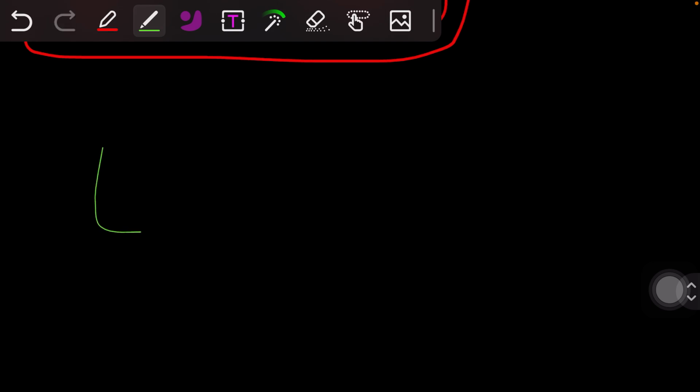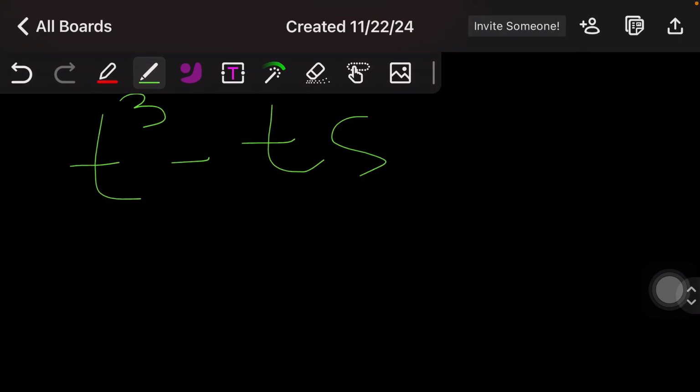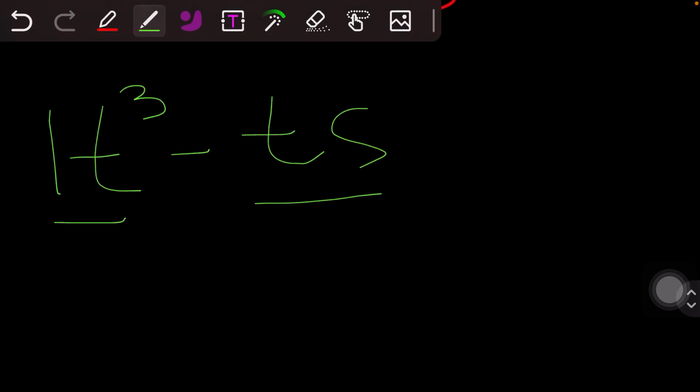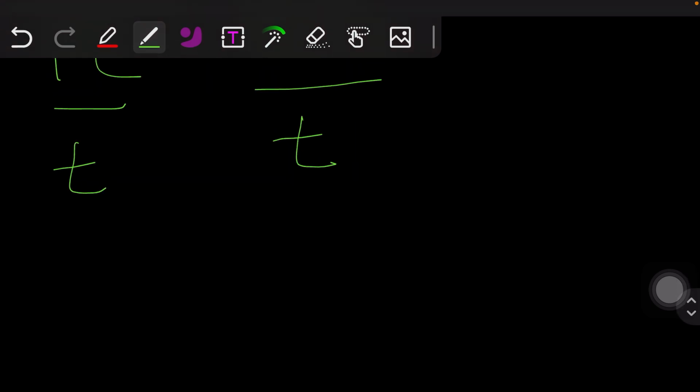Example number 2. I'm writing in a different color. We got t cubed minus t times s. Again, like I said before, this is the first term and this is the second term. What do these two terms have in common that we can take out? Well, they each have a 1t. So we're going to divide both of these terms by t and see what we get.